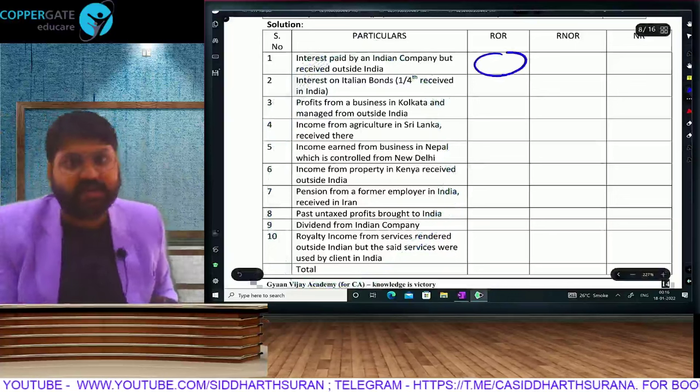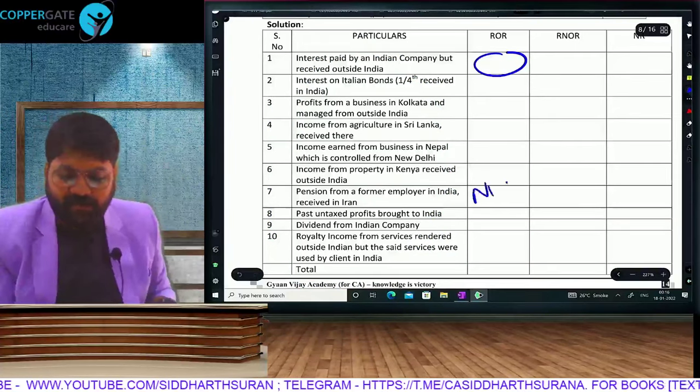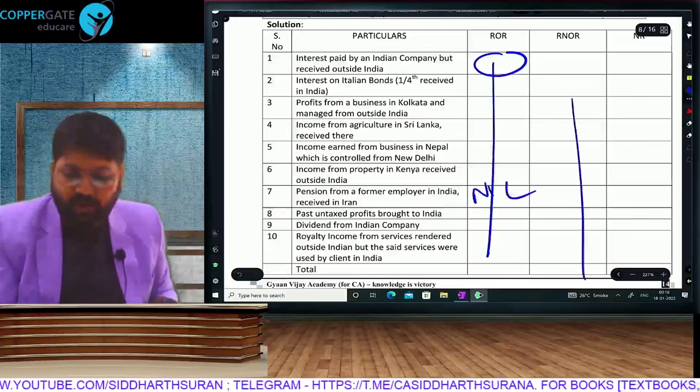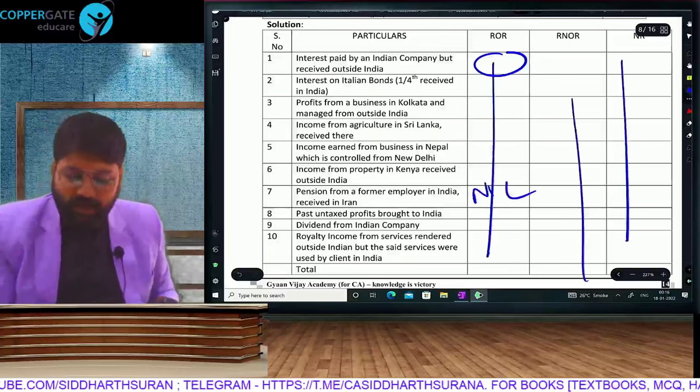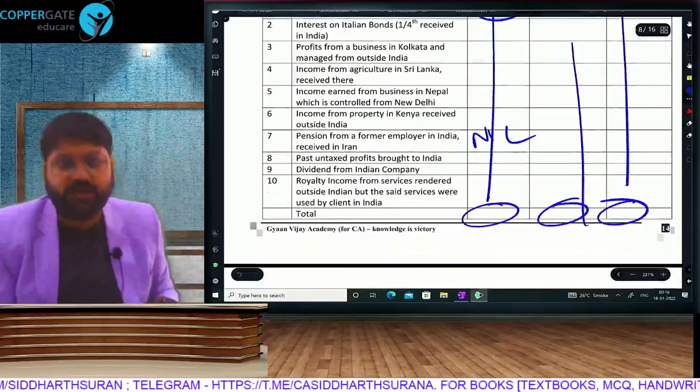If it is taxable, we will write the amount. If it is not taxable, we will write zero. Same thing we will do for this column, income by income. And at the end, can I say we will get the total of all three?